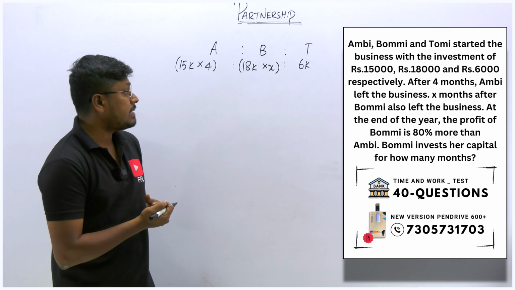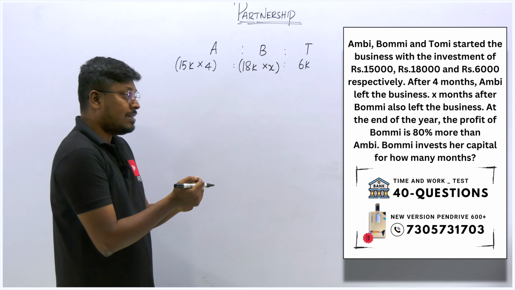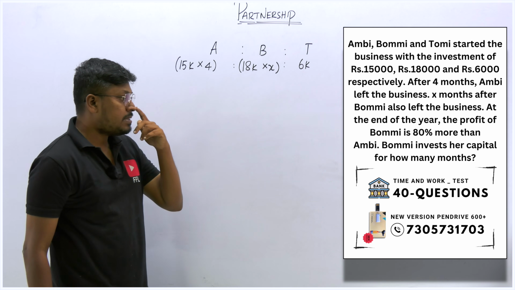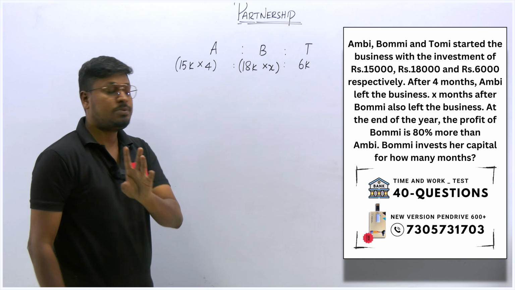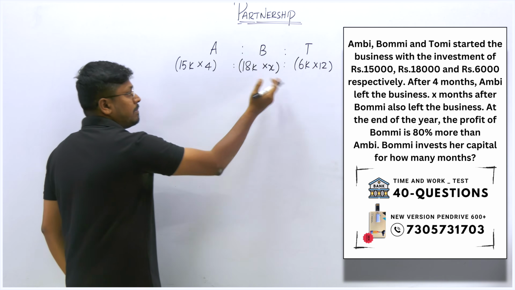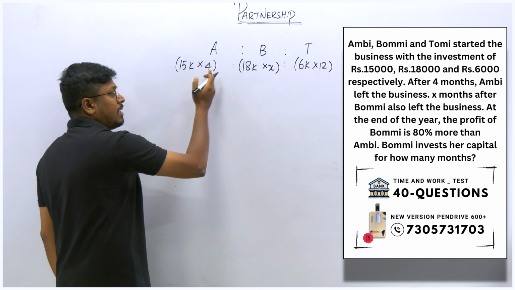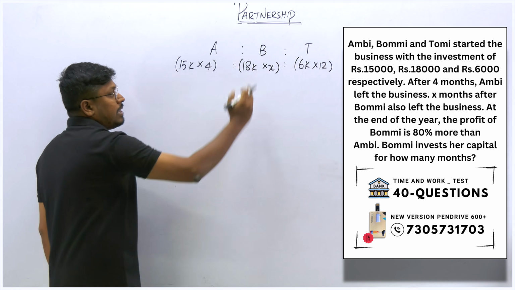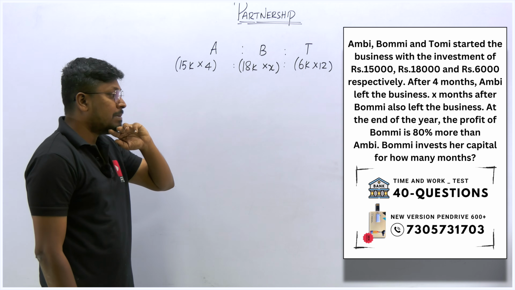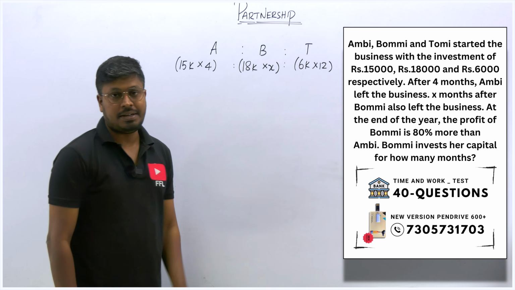And what about the third person? For the third person, they didn't say anything. So that means person T, that is Tommy, will be in the business from the start till the end. And for how long did the business run? At the end of the year. That means for 1 year the business was there. So into 12. Into 12 means he will be in the business for the complete 12 months. The first person will be there for the first 4 months. And for the second person, we don't know how many months he will be in the business. And what is our target? Our target is to find the capital for how many months. So this value X, we need to find.